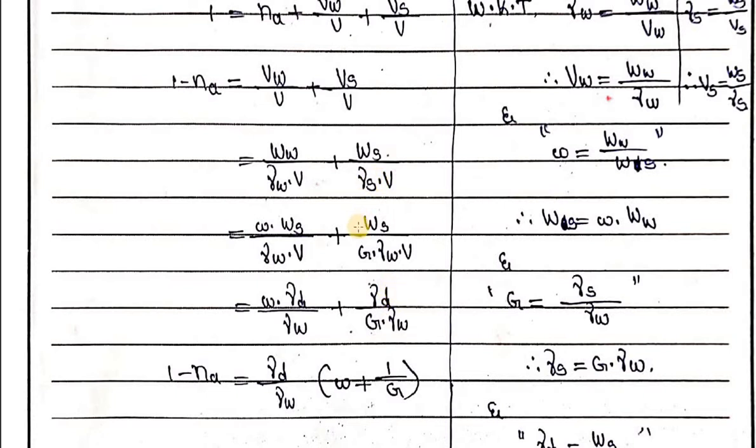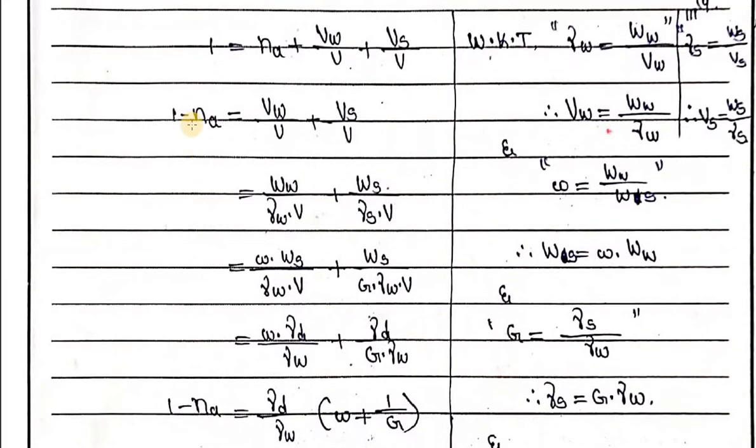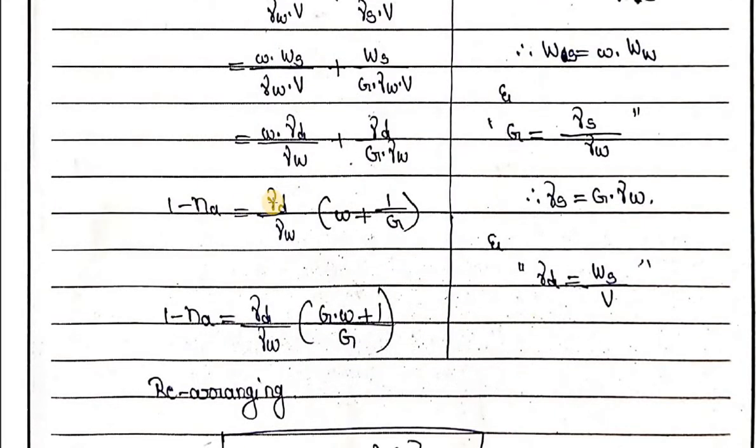You can see another thing over here. Instead of γs, I know that G is equal to γs divided by γw. So instead of γs, I am going to substitute G into γw over here, and finally I am going to arrive at this particular equation, 1 minus Na. This 1 minus Na I am going to keep as it is. γd divided by γw I am going to take outside. If I take this as common, I am going to arrive at this equation.